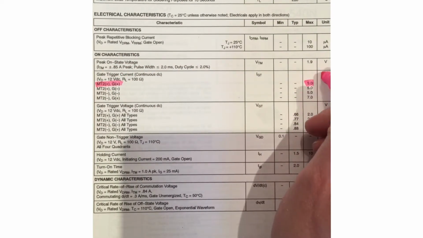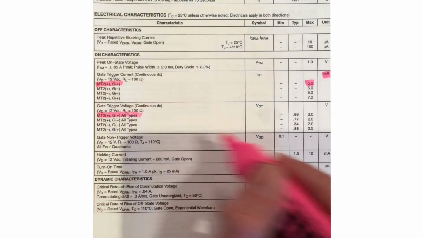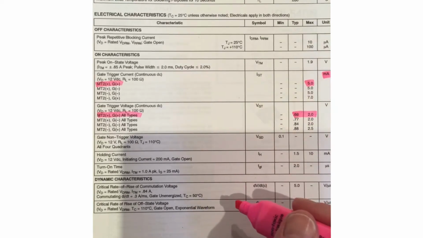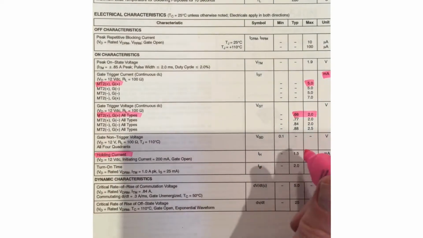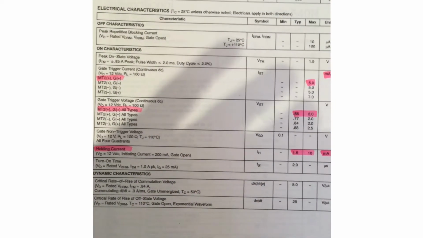And notice that we need a maximum gate trigger current of about 5 milliamps, and we need a gate trigger voltage in the range of about 0.6 to 2 volts, and that the holding current will be in the range of 1.5 to 10 milliamps.